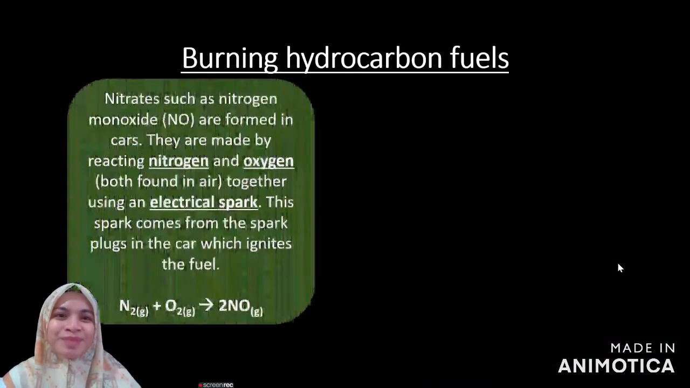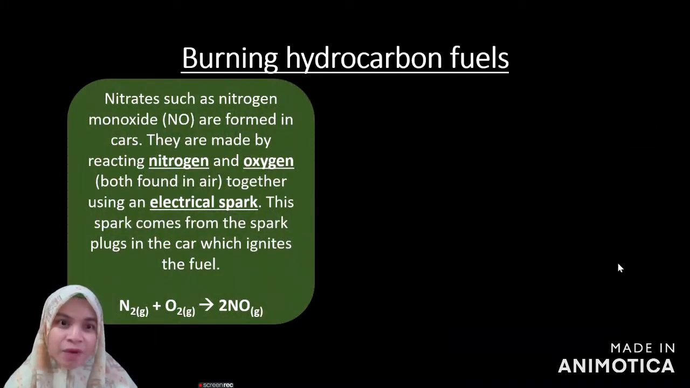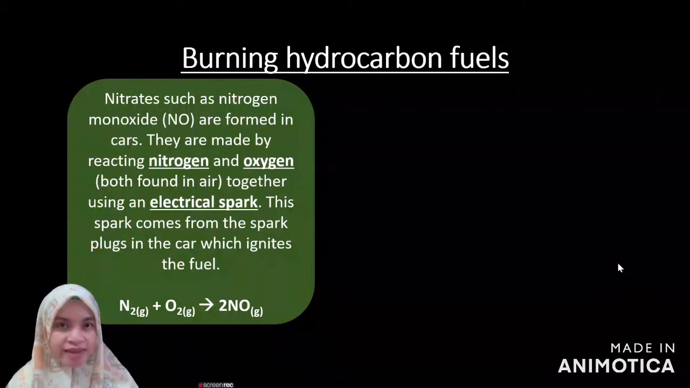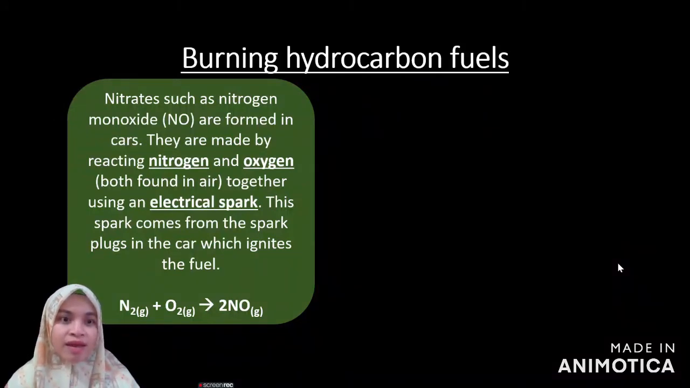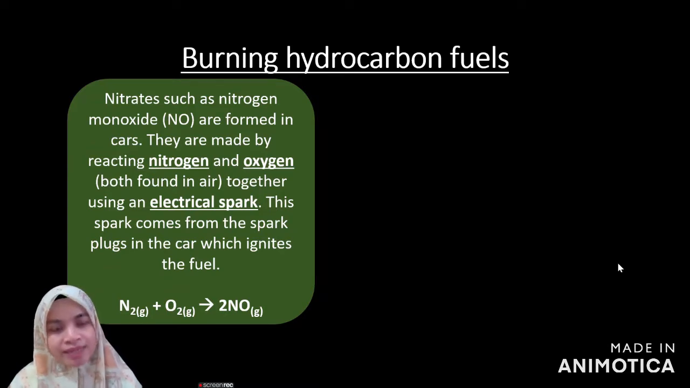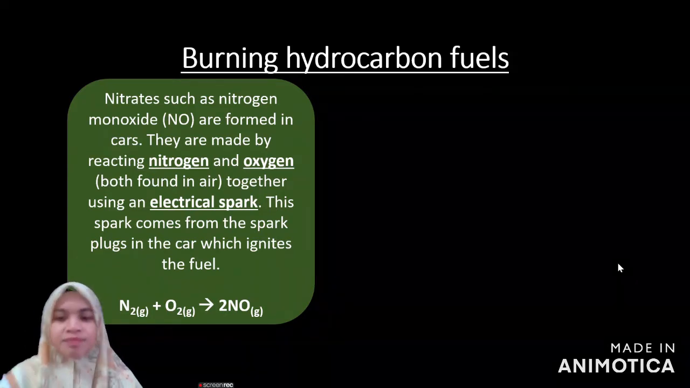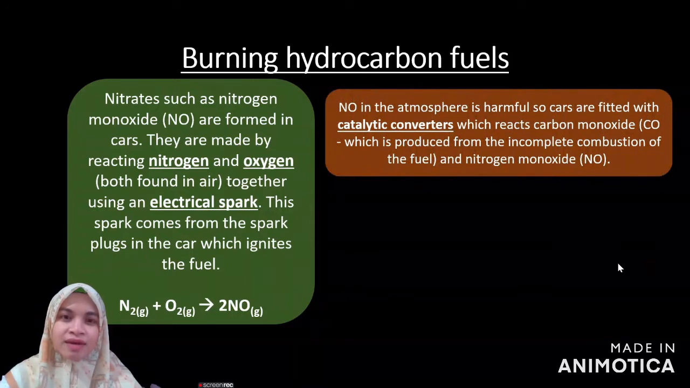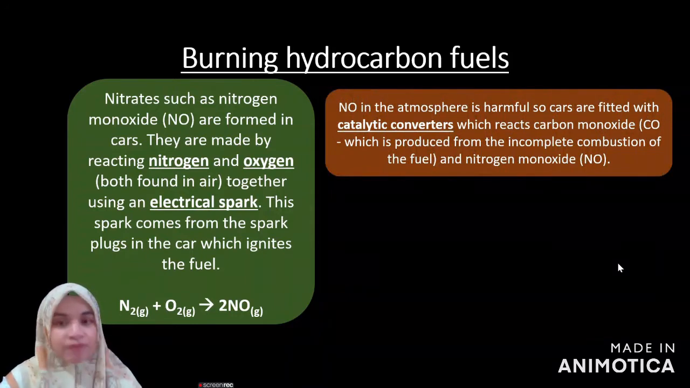By burning hydrocarbons, oxides of nitrogen such as nitrogen monoxide are formed in cars. They are made when nitrogen and oxygen, which both can be found in the air, react together using an electrical spark. This spark is actually coming from the spark plug in the engine to ignite the fuel. This reaction will form nitrogen monoxide, which is harmful in the atmosphere.